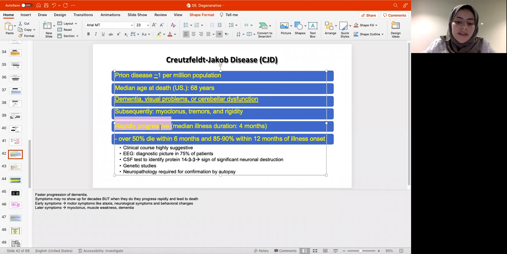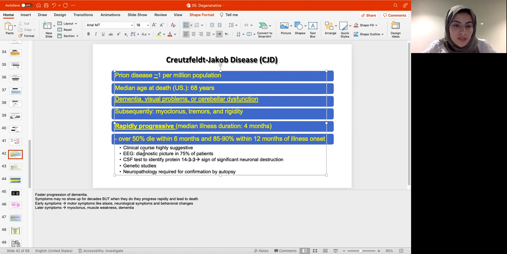And here is again what I pointed out earlier when I said some disorders are slowly progressing and some are rapid. So Creutzfeldt-Jakob disease is one of the rapidly progressive diseases. That means once they have it, they have mental illness within 4 months. So it rapidly progresses, unlike AD, which can stay with the person more than 10 years. Okay, so remember this keyword that Creutzfeldt-Jakob is rapidly progressive, AD is slowly progressive. And here they also wrote that more than 50% die within 6 months. Others can die within 12 months of onset.